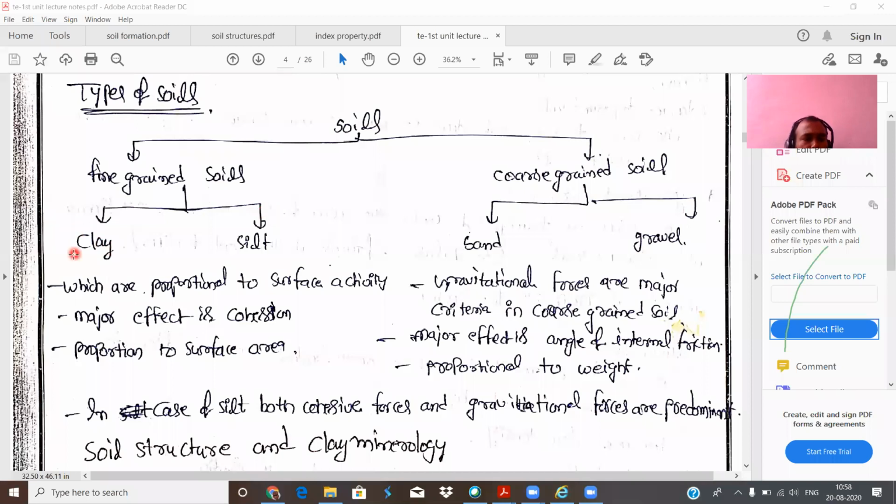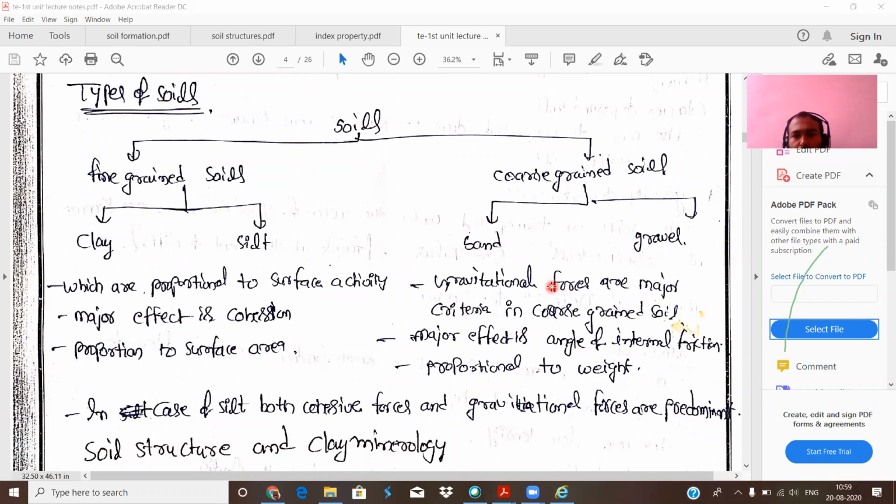Clay has the smallest particle size. Silt has a somewhat larger particle size. Sand is larger, and gravel has the highest particle size. These were already discussed in the last class. Cohesion is proportional to surface activity, which is proportional to surface area.